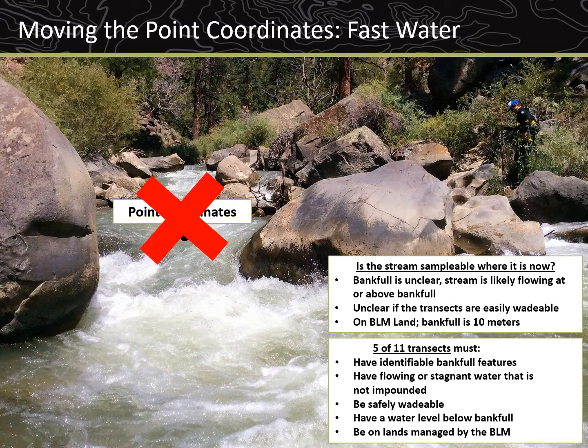The point coordinates should not be moved because if a stream is flowing at bankful or bankful cannot be determined, it does not meet the criteria needed to sample an AIM reach. Since the average bankful width is estimated to be around 10 meters, the reach length would be 200 meters long, so the point coordinates can be moved up to 250 meters. However, if the stream is flowing above bankful, moving the point coordinates may not help, and the reach may need to be revisited at a different time when flows are lower.